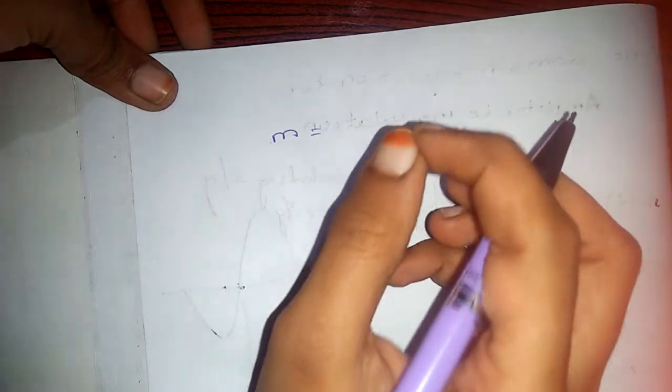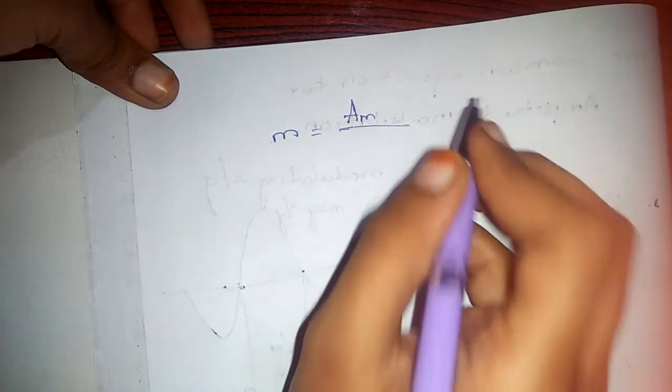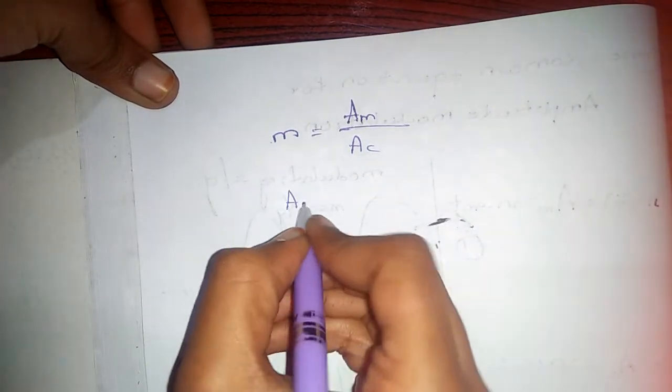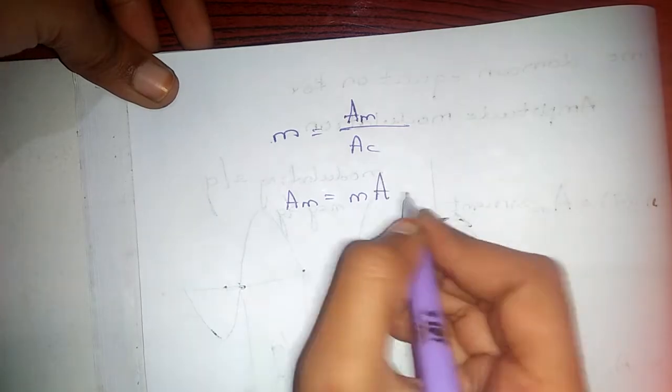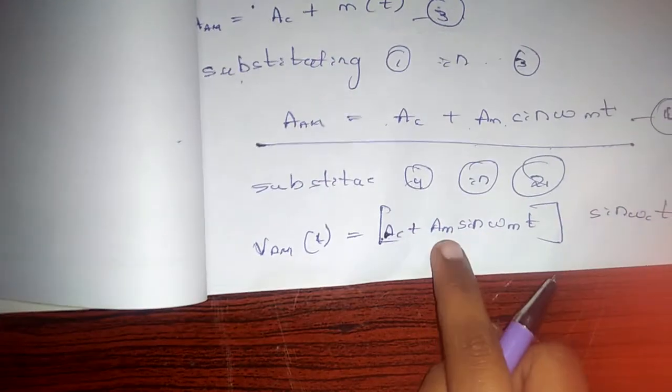Meanwhile, let me tell you another concept, the modulation index. The modulation index is represented with m and is the ratio of the maximum amplitude of the message signal, that is Am, to the maximum amplitude of the carrier signal, which is Ac. Can I write Am as m Ac? Of course. So let me substitute Am is equal to m Ac in this equation here.